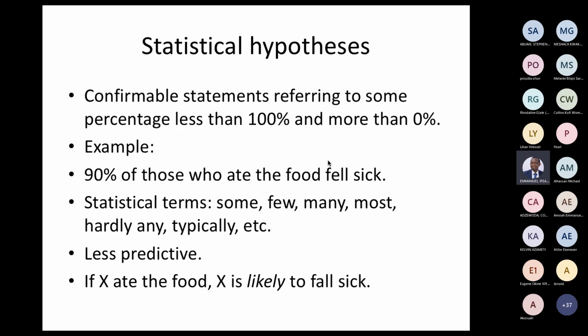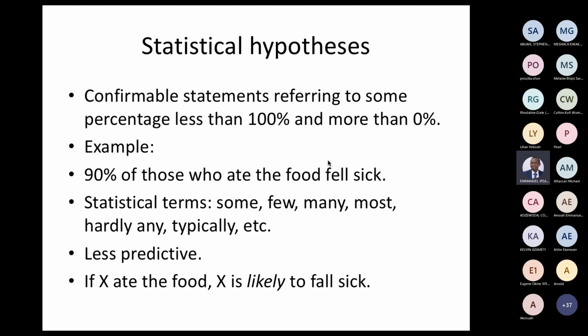If it were 100% of those who ate the food fell sick, then you say that if X ate the food, X will fall sick. But in this case, we are told that it is 90% of those who ate the food that fell sick. So if X ate the food, we are not entirely sure that X will fall sick, because X could be among the 10% who did not fall sick.